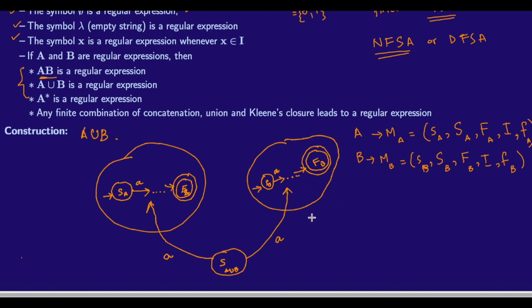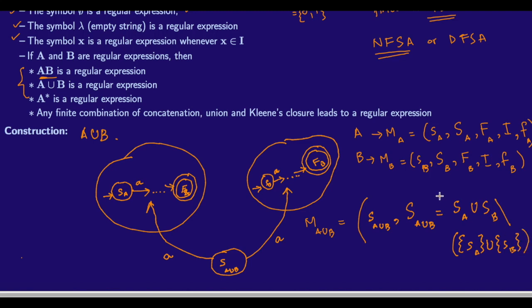And then we'll say M A union B is equal to, what is the starting state? It's a new state, SA union B. What is the set of states? This is all the states of A union all states of B, but take away the old starting states. Again, I forgot, this is a new state we have. So this union and take away this. And then the input alphabet does not change. The final states are all final states of A union all final states of B. And then F as explained.